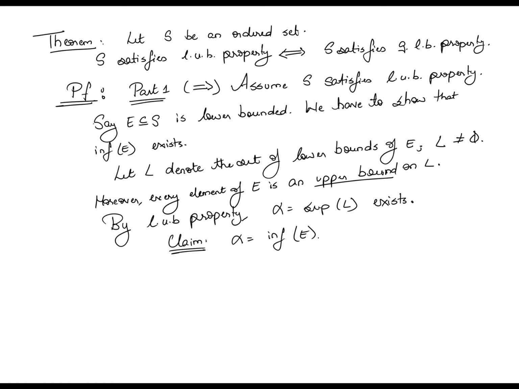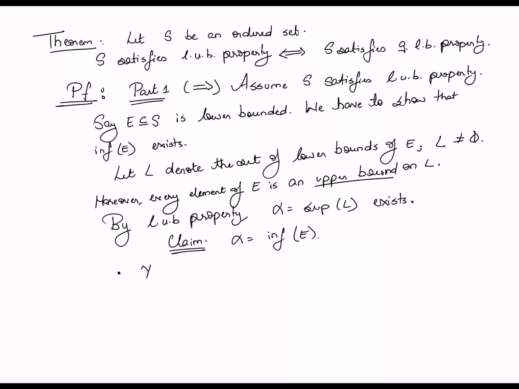So here is my claim. I need to prove that alpha, which by definition is the supremum of L, is in fact also the infimum of E. Now there are two parts to this claim. The first part, in order to prove that alpha is in fact the infimum of E, is that I need to first show that alpha is actually a valid lower bound. For something to be the greatest lower bound, it has to first be a lower bound. So this is how one goes about proving this. This is something that will require some thought, so make sure that you spend some time to internalize this.